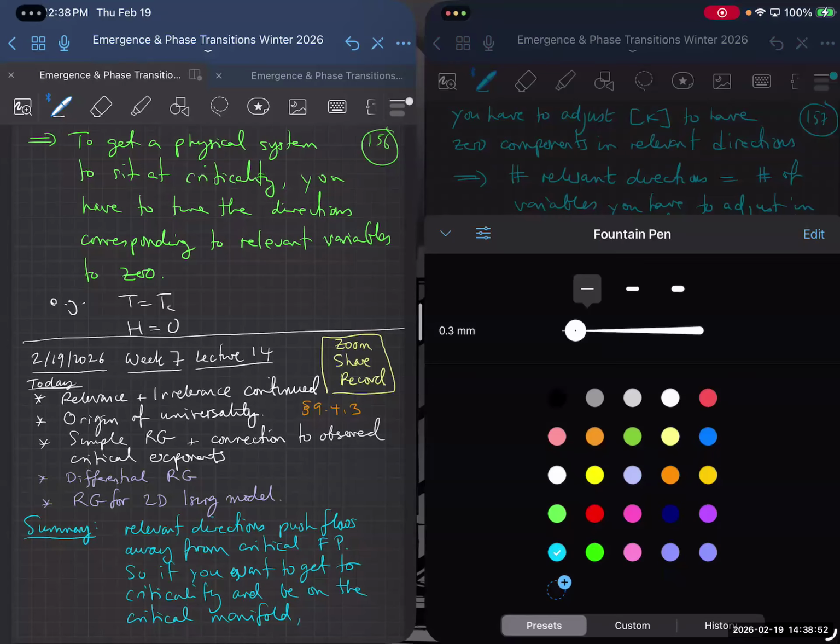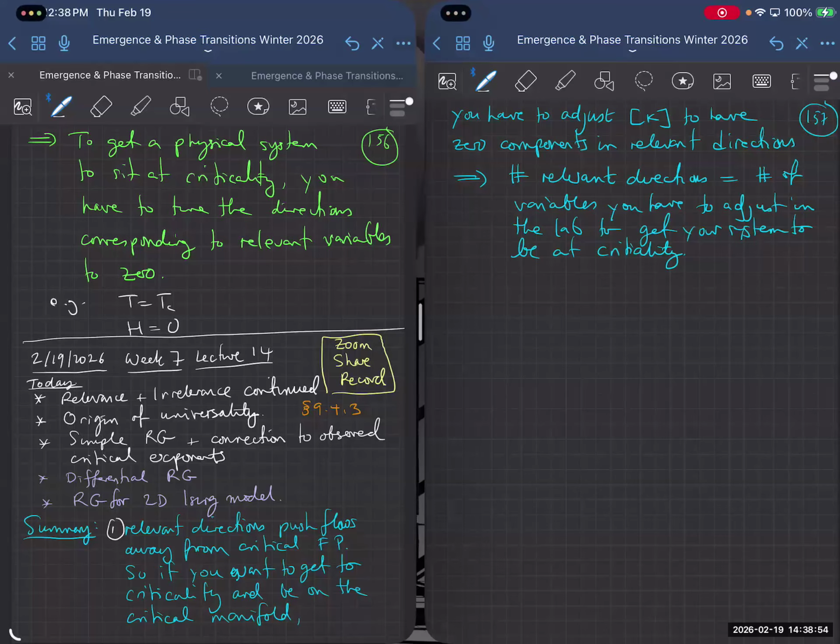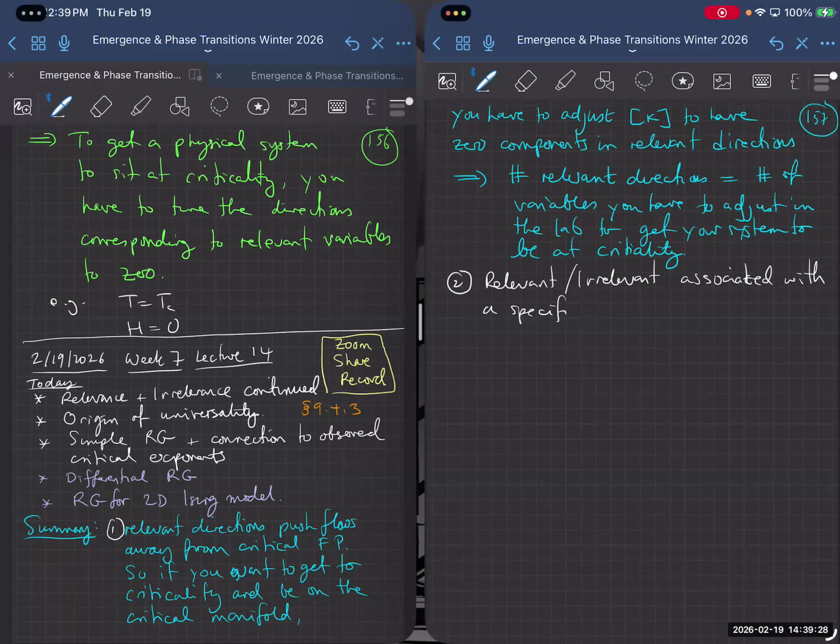Now, here's a very important point that people forget about a lot. People talk about relevant variables and relevant things, and they use relevant and irrelevant as if they have meaning on their own, but they don't. When we talk about things being relevant or irrelevant, it's always associated with a specific fixed point. So you have to specify that.